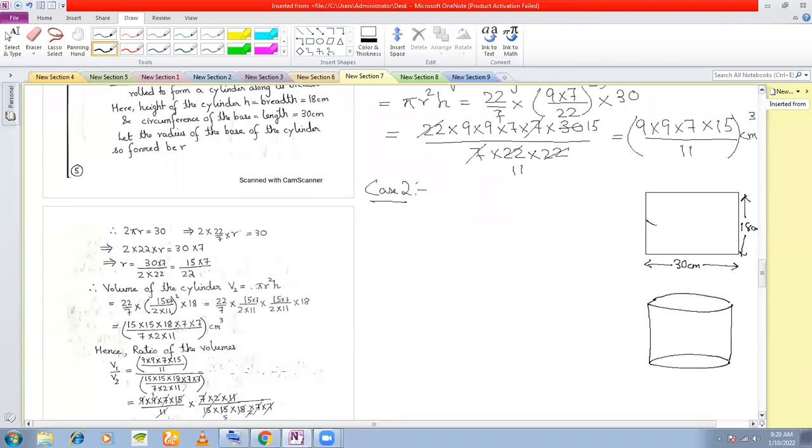This time, what are we doing? We are rolling it along the breadth, right? So if we are rolling it along the breadth, then the height of the cylinder becomes 18 centimeters this time. Okay. So this case is when the rectangular sheet is rolled along the breadth.